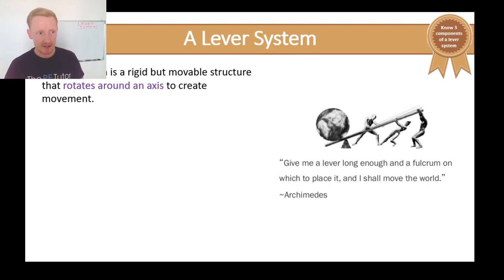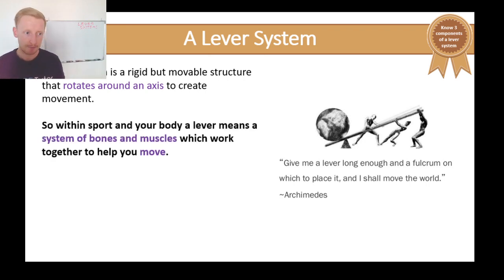So lever system, what is it? Well, it's a rigid but movable structure. Okay, rigid but movable. So the components of a lever typically are solid. Okay, they're typically hard, tough, but together they can articulate around each other to create a movement. So within sport or within anatomy, we've got bones, solid. We've got muscles, which can produce force, but where they attach to the bone, the tendon, that's fairly tough and fibrous as well.